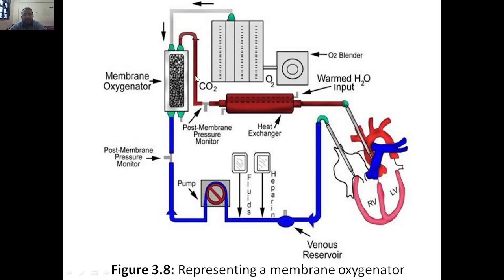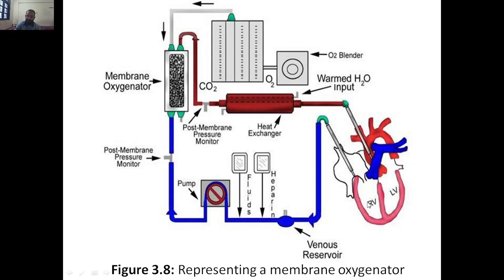Okay, so this membrane oxygenator has a semi-permeable membrane, which brings the blood and the air into contact. Okay, so here oxygen is there and here carbon dioxide is there. So here the blood is there. So we are having the pre-membrane pressure monitor and the post-membrane pressure monitor. Both are there, because this is for the unoxygenated side and this is the oxygenated side. So in this membrane oxygenator, oxygen will be put.